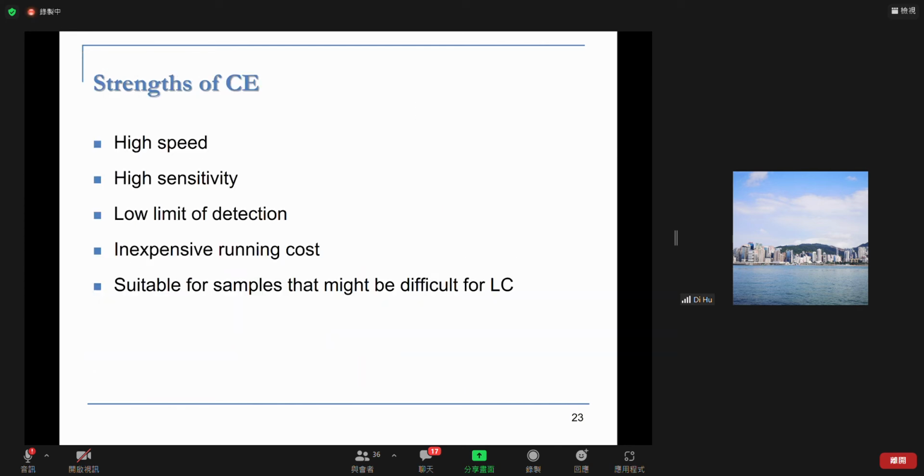You can see the strengths of capillary electrophoresis are obvious. It has pretty high speed because of a very short column, and it has high sensitivity. We explained why the peak has that efficiency, right? It has sensitivity because it deals with a very small amount of sample injected, so it has a low detection limit. The instrument is not really costly to run, but the results are not always reproducible. That part is a little bit challenging.